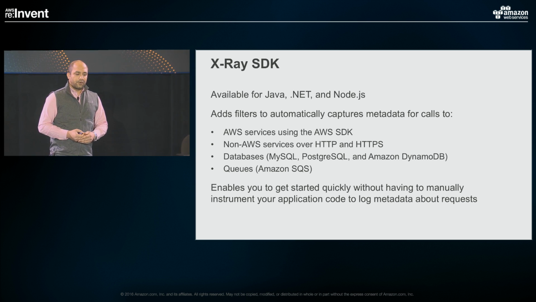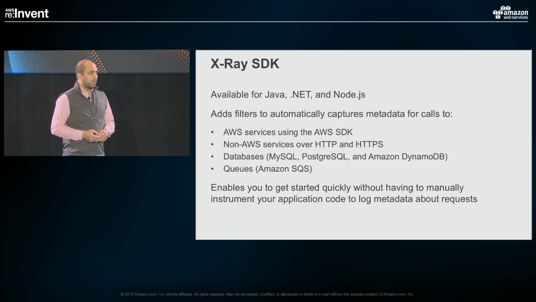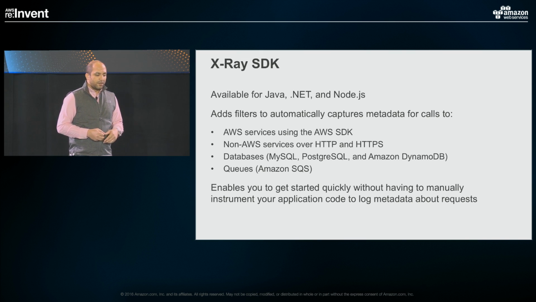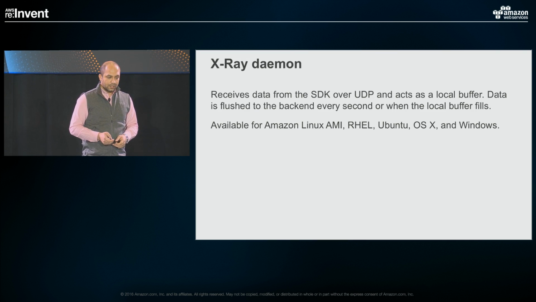What all of this does for you is essentially it enables you to quickly get started without having to manually instrument your code. By adding about 7 to 10 lines of code, depending on how much information you want to capture, you can very quickly start getting this rich data set that we'll look at.